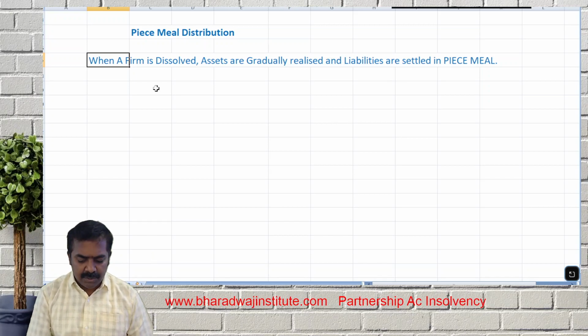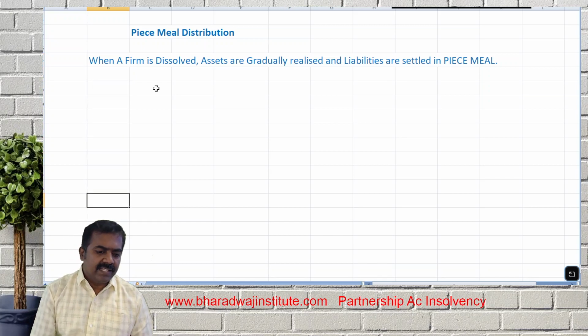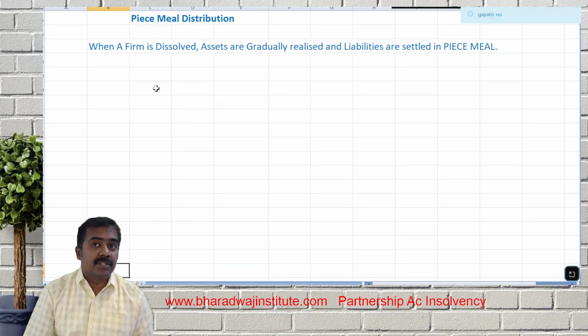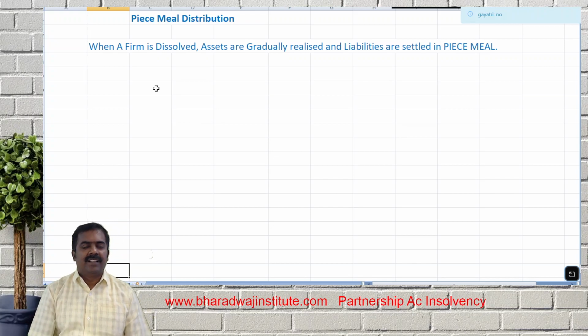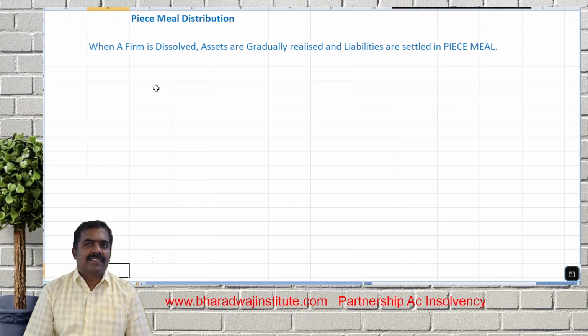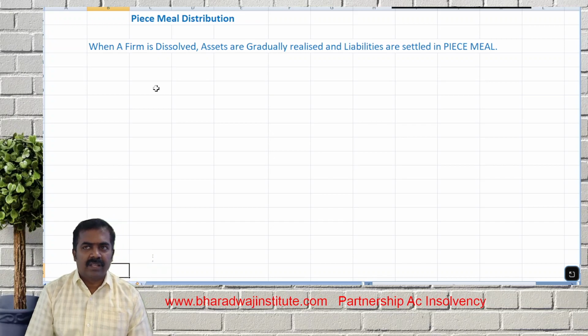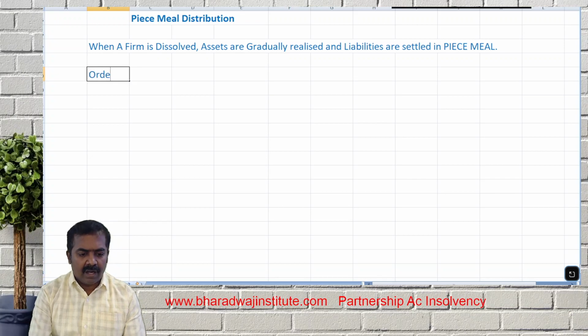Is there any order in which you have to sell the asset? No. But is there an order in which you have to pay the liability? Yes. In which order? We have learned the liquidator's statement of final accounts. Order of payment of liabilities.